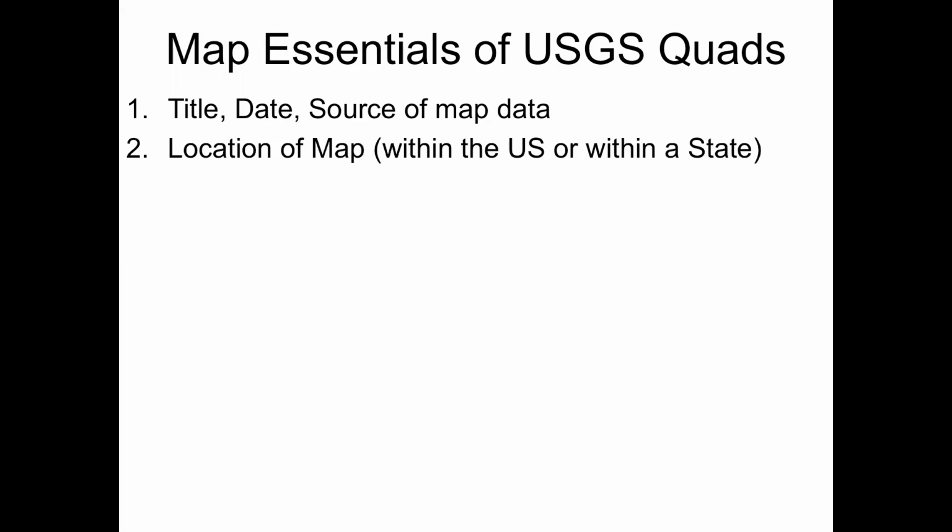Where the map is located within a larger context, such as a state or within the United States as a whole. The scale of the map, which relates distances on the map to real Earth distances on the ground. And there are going to be two types of scale that are used on the USGS maps. One is called a fractional scale, and the other is called a graphic scale.